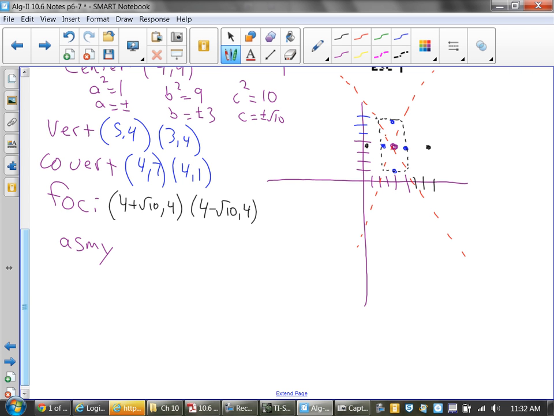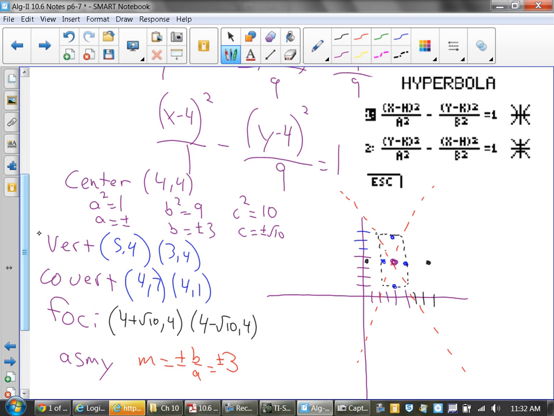Now, you have two ways of writing up for the asymptotes. It's either going to be a over b or b over a. Which one is this? b over a. So your slope is plus or minus b over a in this case, so it's going to be 3, plus or minus 3. How do we know it's b over a? When it's left and right, it's b over a. When it's up and down, it's a over b.